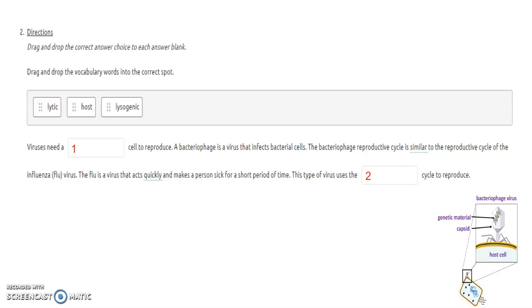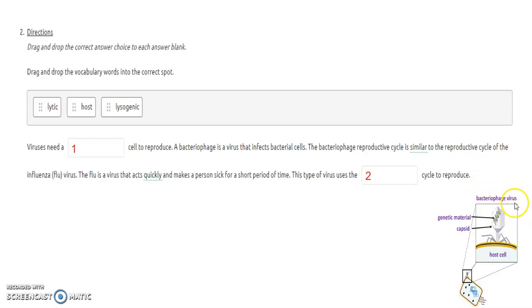The bacteriophage reproductive cycle is similar to the reproductive cycle of the influenza or flu virus. The flu is a virus that acts quickly and makes a person sick for a short period of time. This type of virus uses the blank cycle to reproduce. So I added in this picture to help us just remember some stuff about viruses.